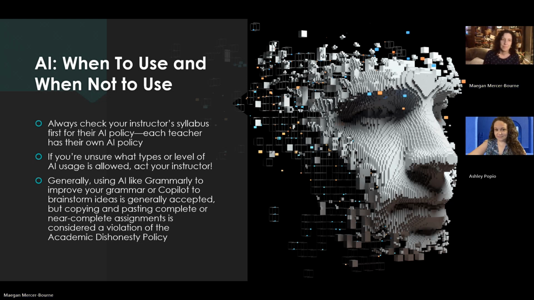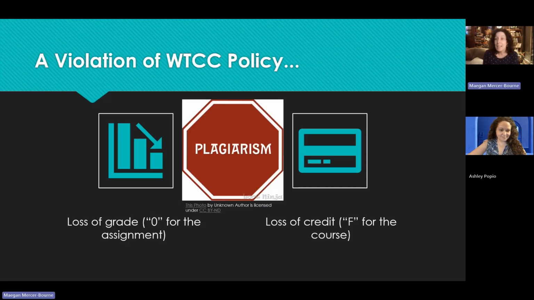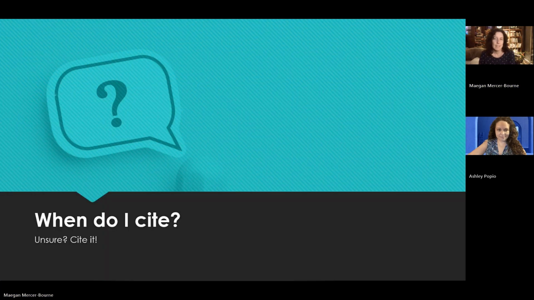So not only is plagiarism ethically wrong, and not only does it breach your academic integrity, it's also a big violation of Wake Tech policy. And depending upon the severity of the issue, you could get a 0 on the assignment, or you could fail the class, especially for a repeat issue. So it's very important to avoid plagiarism and make sure that you talk with your instructor about it so you have a clear understanding.